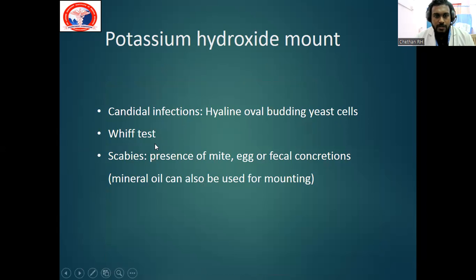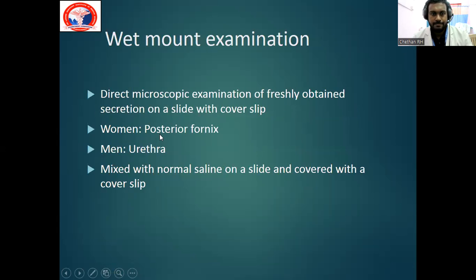Then regarding candidal infections, we have yeast cells which will be present here. You can also do a potassium hydroxide mount for scabies. In scabies, the surrounding debris will be dissolved, and because of that, the mite or fecal element will become prominent. The whiff test is useful for diagnosing bacterial vaginosis, not for candidiasis.